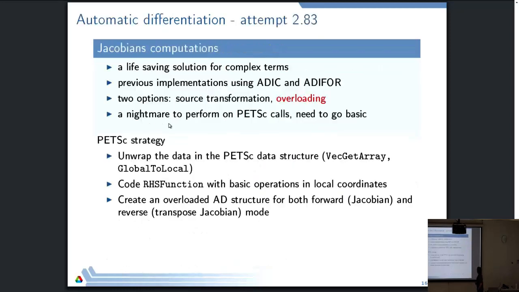So the idea to save that would be to do automatic differentiation, of course. And I'm saying here, well, attempt 2.83, because I know there have been several attempts. Hovland was here yesterday. He's been doing ADIC, AD4, and so on. He worked before with source transformation. What we're doing now is overloading. So this seems to be much better and much more flexible. However, one needs to be careful when doing it. You need to unwrap everything in PETSc to have access to your data and not do it on top of PETSc calls, because that would be quite a nightmare. So yeah, that's my point.